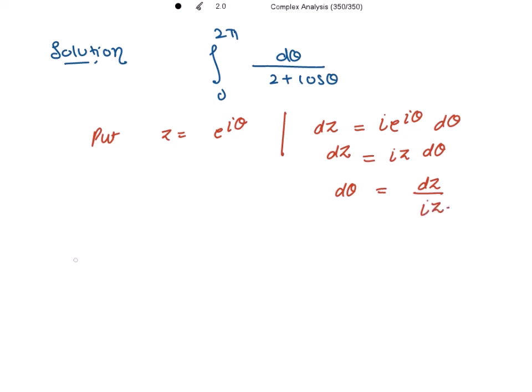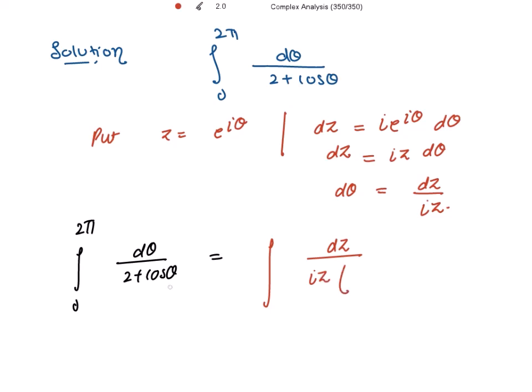So now this integral can be written as, instead of d theta we write dz divided by iota z into 2 plus cos theta. That is 2 plus, cos theta is z plus 1 by z into 1 by 2. And the integral is around the circle, the unit circle mod z equal to 1. Is it okay? Fine. Alright.